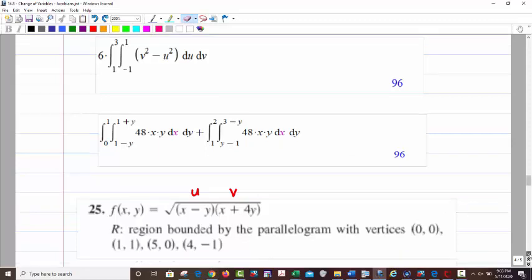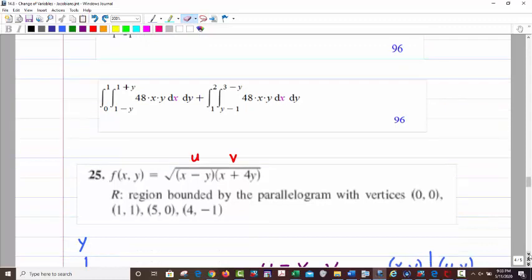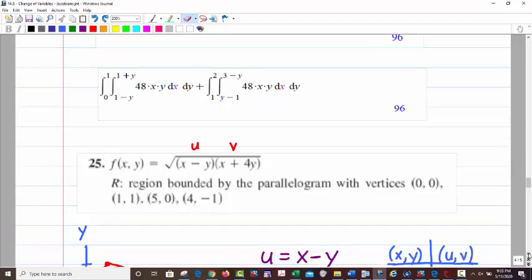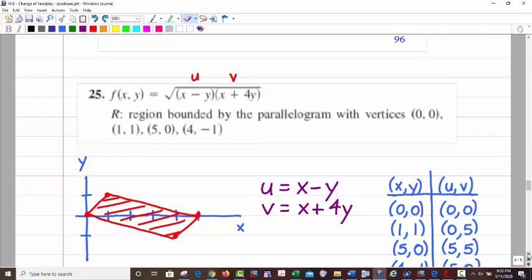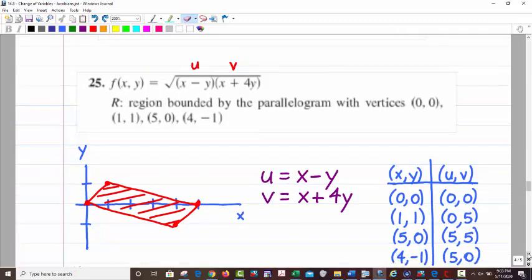But like I said, that was just to show you that what we're doing with this process works. Now you kind of get used to these when you start working these and you start getting used to the idea. Now I plotted this parallelogram, but I could sense there was going to be a u and a v, and I was expecting to get one of them to be x minus y and one of them to be x plus 4y. And sure enough, that's what happened.